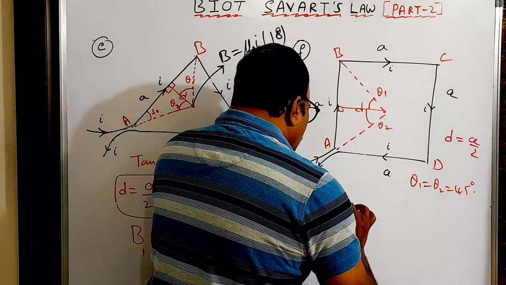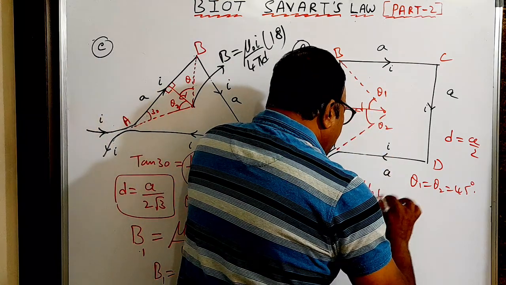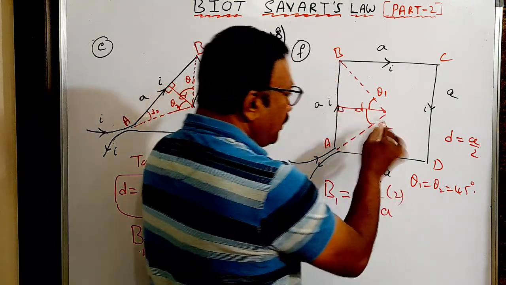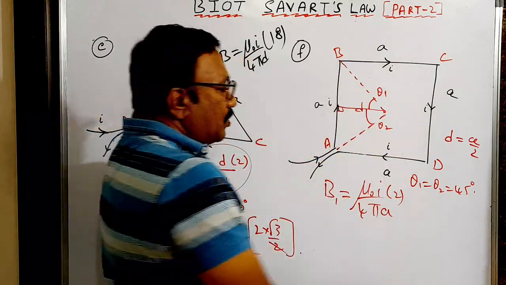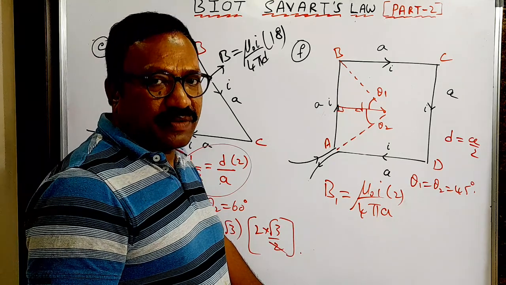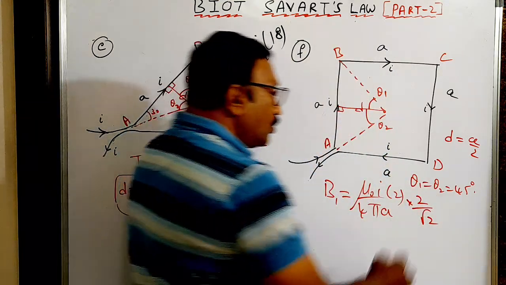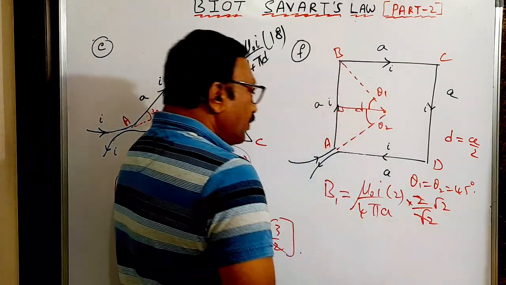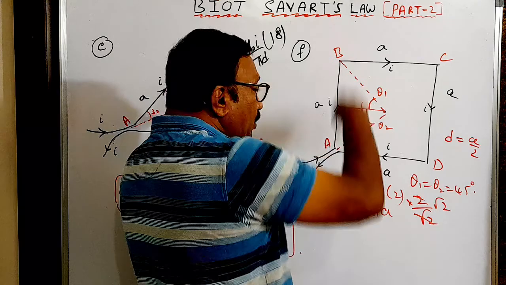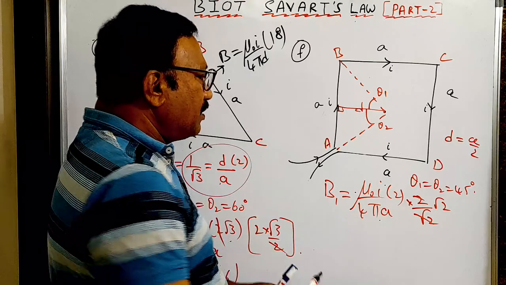Therefore, the magnetic field due to the wire AB at this point is B1, mu naught I by 4 pi d. D is A by 2, half of this. So sin theta 1 plus sin theta 2 means sin 45 plus sin 45, 1 by root 2 plus 1 by root 2, that is 2 by root 2. So root 2 will go here, root 2 times. Therefore, the magnetic field at this point due to this wire is mu naught I by 4 pi a into 2 root 2.